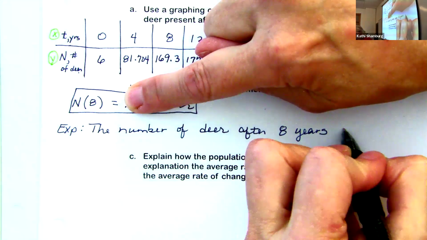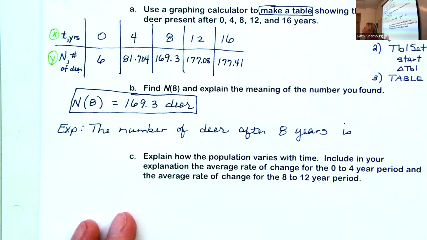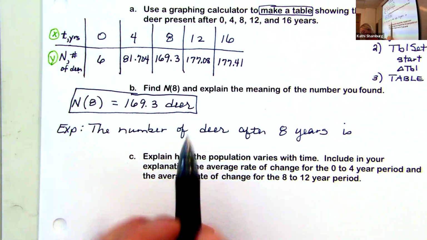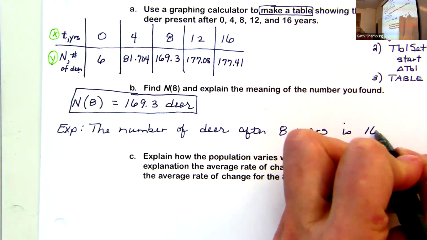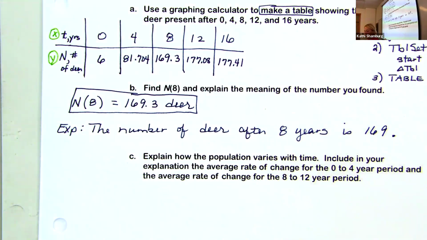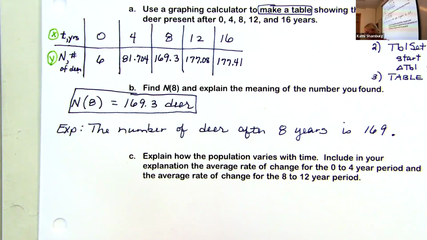Equals is the word is. Now, if you wrote 169.3, I would give you full credit, but let's be honest, we can't have 0.3 of the deer, right? That might be kind of sad. So I'm just going to say is 169. And if you wrote deer again, that's fine. Just since you said the number of deer, you wouldn't have to. And then don't forget that period. Yes, I actually had to take off a little bit on some people for not giving me the period. Okay. All right.